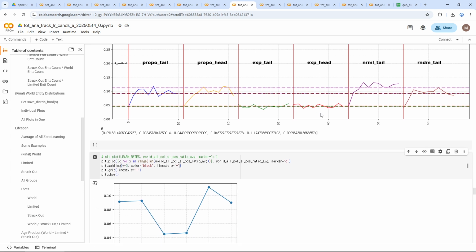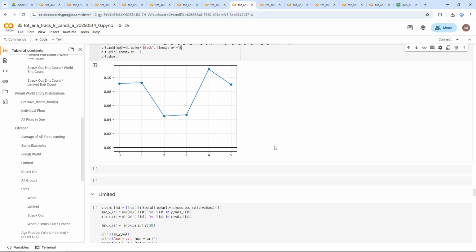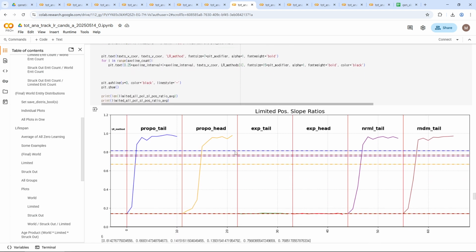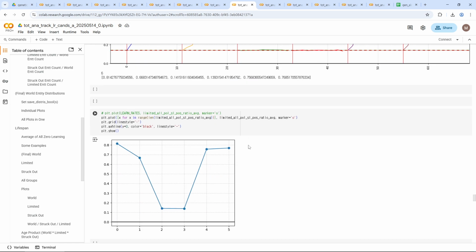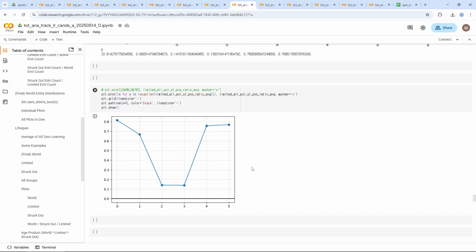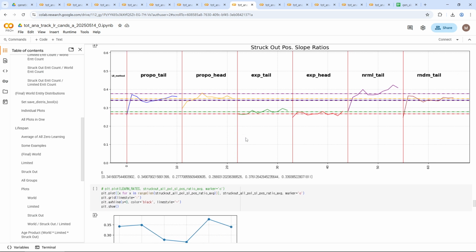per color, per learn method, and this is what they look like, average per color. For the limited entities, this is what it looks like. You see the plots are here. They're just intertwined all the way down here, so you really don't see them. See, they're close to 15% or so, maybe 16%. And this is what it looks like for the struck out entities.